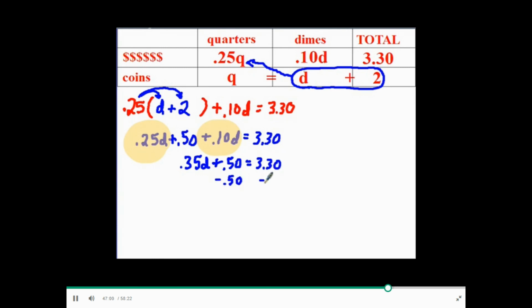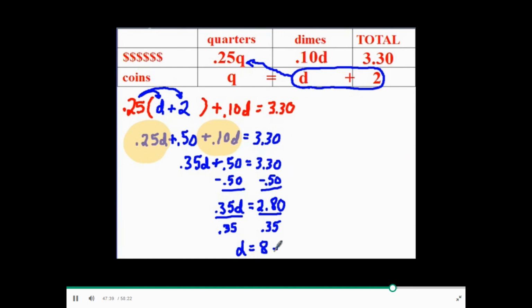Now $3.30 minus 50 cents, that is going to give us $2.80. And I'm going to copy down my 0.35d. Divide both sides by 0.35. And that gives me that d equals 8. So what in the world does that mean? Going back up here, d is the number of coins that are dimes. So this means that I have 8 dimes.